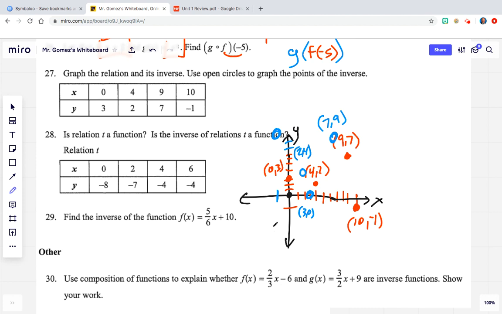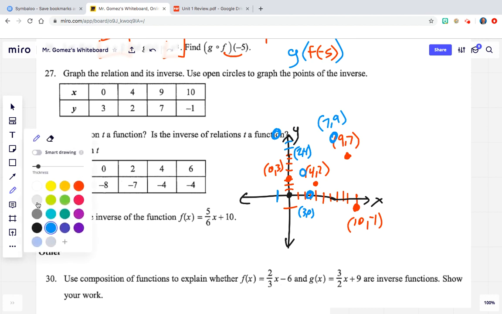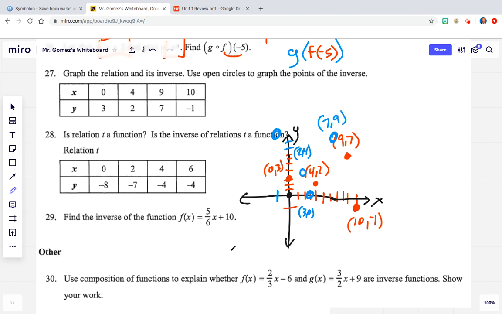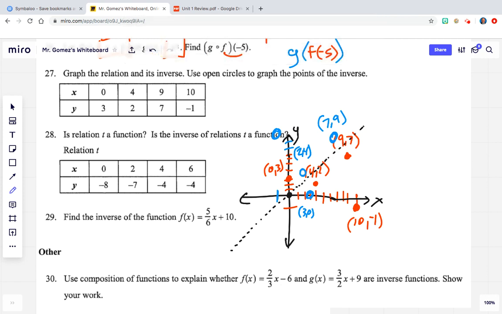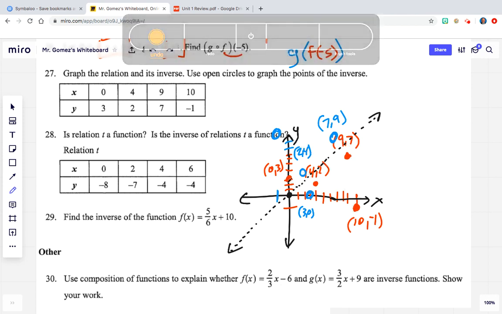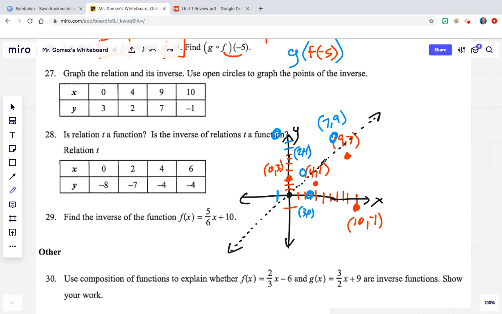And just like we did in class, guys, inverses, in contrast with their original function, will always reflect across y equals x. Remember this diagonal line that we talked about in class that basically looked like this. And you can see these two are mirror images, these two are mirror images, these two are mirror images, and then these two are mirror images. Like we did in class with inverses, having that reflection about the y equals x line.